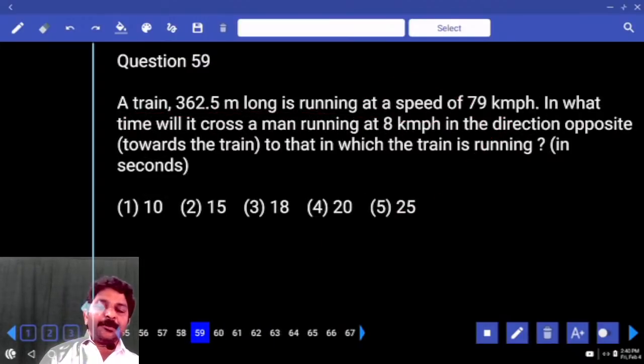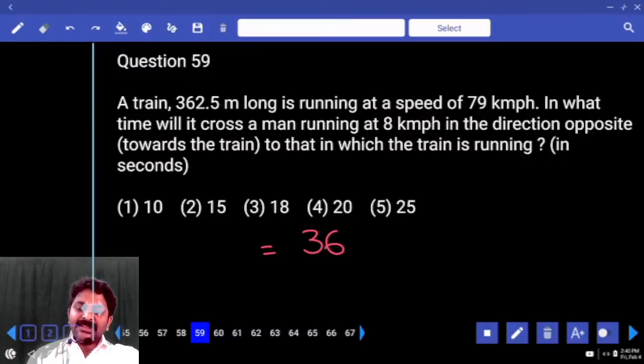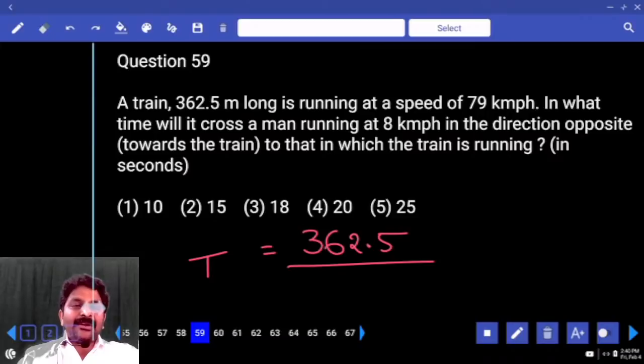A train 362.5 meters long is running at a speed of 79 km/h. In what time will it cover a man running at 8 km/h in the direction opposite to that in which the train is running? So the final condition is the train has to cross a man. If a train crosses a man, the distance covered is equal to the train length only, 362.5. Now we were asked to calculate time. Time is equal to distance by speed.